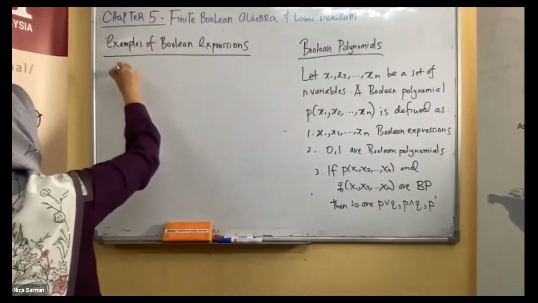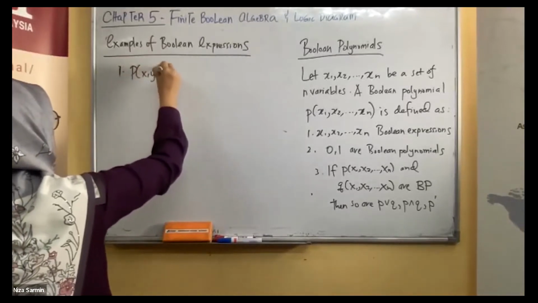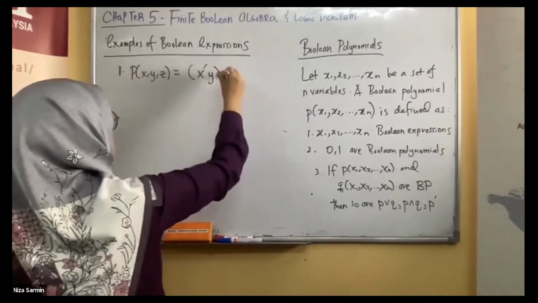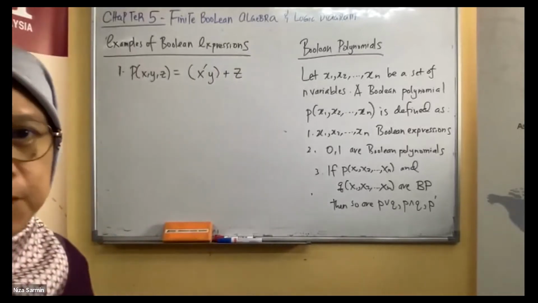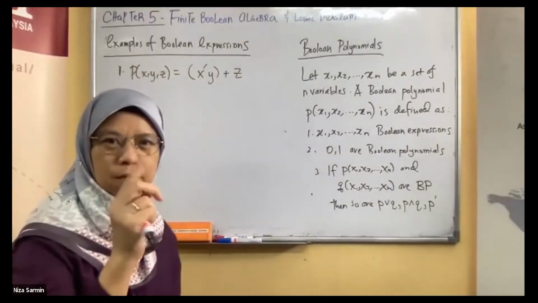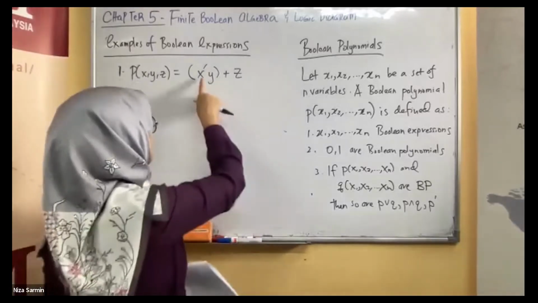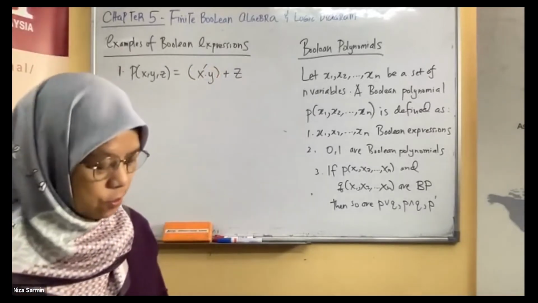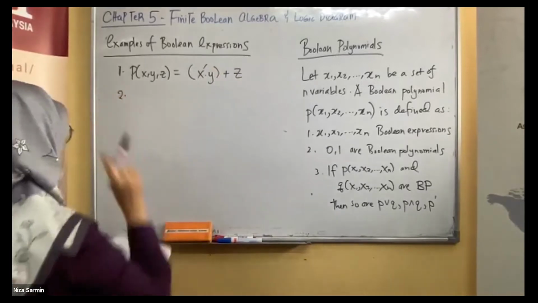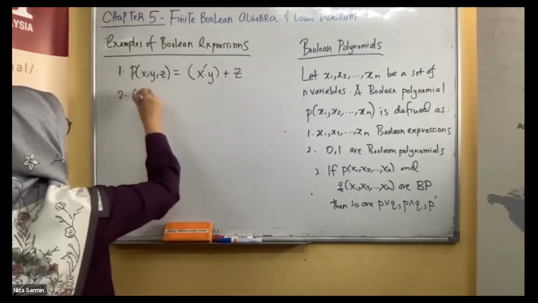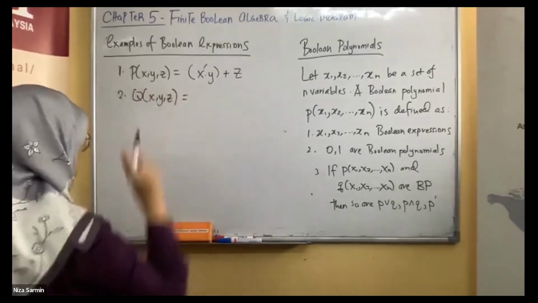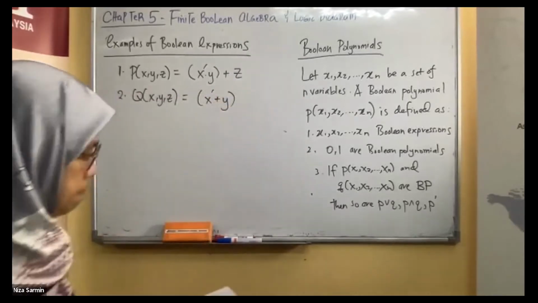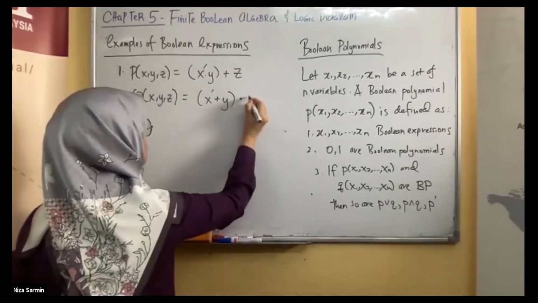Number 1, P of X, Y, Z equals X prime Y plus Z. Okay, so the operation is a times here, right? There's a prime, there's a dot, there's a plus. Second one, Q of X, Y, Z equals X prime plus Y dot Z.